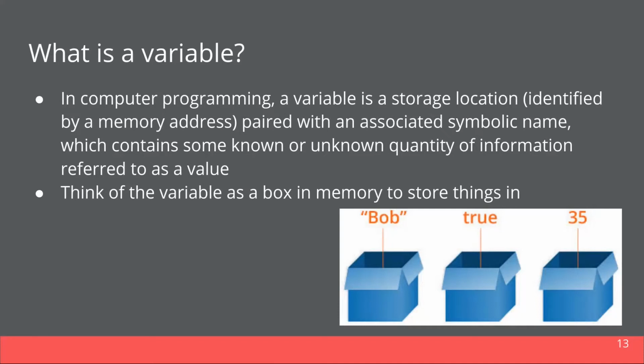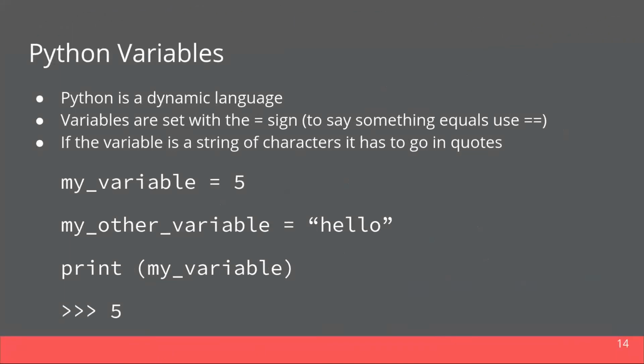We can assign these boxes using the equals sign. So equals in Python doesn't mean the same as it does on a calculator, okay? 2 plus 2 equals 4. To do that in Python, we need to use the double equals. The single equals actually is the assignment operator.